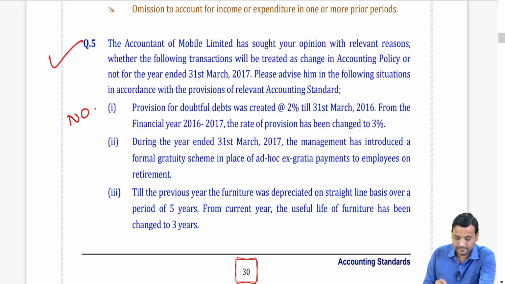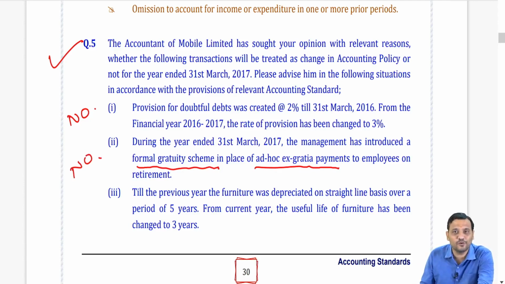Now again, during the year ended on 31st March 2017, the management has introduced a formal gratuity scheme in place of ad hoc ex gratia payment. Don't you think we have already completed this area? This can never be a change in accounting policy. An adoption of a new policy for events and transactions which differ in substance from what was happening in the previous year is not a change in accounting policy.